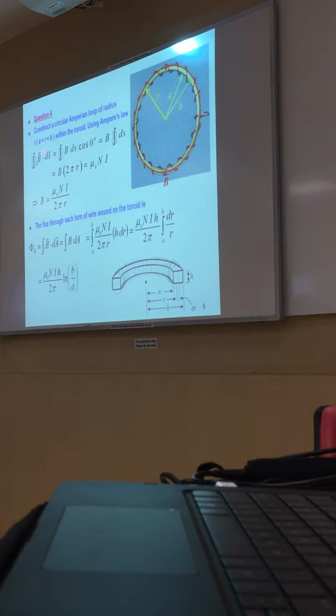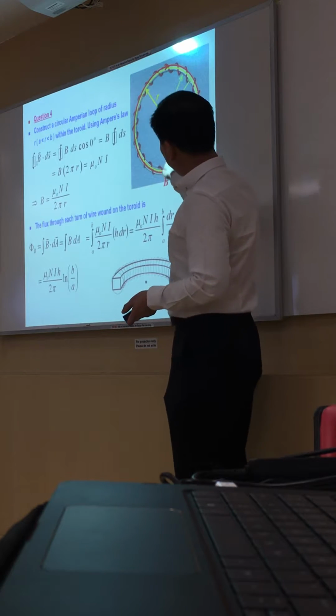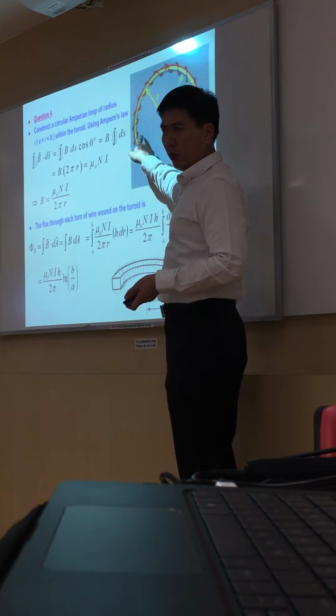Ampere's law says that the integral of B dot ds must be mu naught times the current passing through the loop. Now each coil carries a current of I, and we have N of them. So what is the total current passing through the loop? NI. Do you see that? We got NI of current that passes through the Amperian loop.